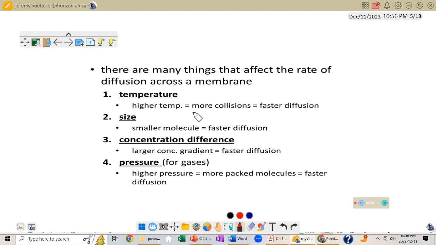All right, so things that affect the rate of diffusion: temperature. Higher temperature means faster diffusion. Size, smaller molecules, faster diffusion. Concentration difference, the larger the concentration gradient, faster diffusion. Right? If it's 90% something on one side and 10% on the other, that's going to go a lot faster than if it's like 47% on one side and 53% on the other side. If we're talking gases, the higher the pressure, which means more packed molecules, means faster diffusion.